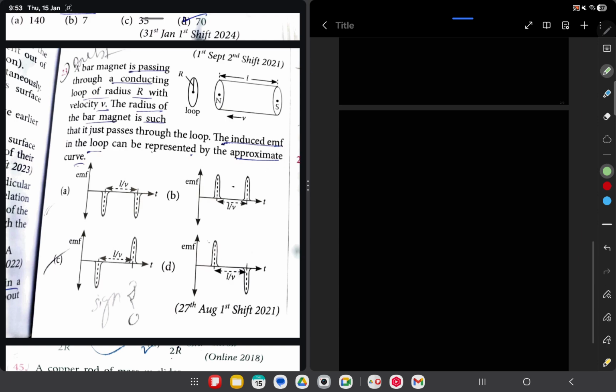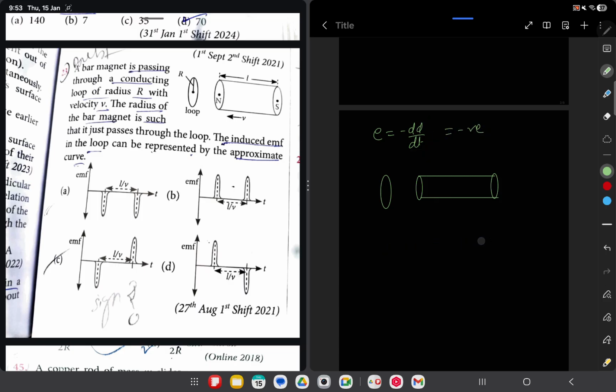In the given question, there is a bar magnet passing through a conducting loop of radius r with velocity v. The radius of the bar magnet is such that it passes through the loop. The induced EMF of the loop can be represented as, you know, E equal to minus d phi by dt. Whenever this loop passes through this bar magnet, the flux in it is increasing. So E is equal to minus d phi by dt. This one will be positive, so E should be negative.